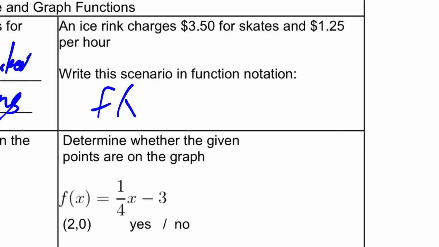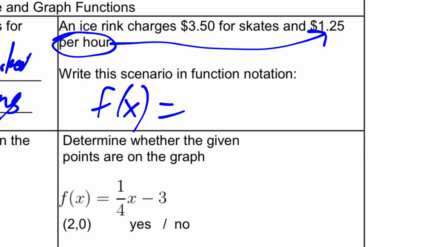We can write this one as f of x is equal to, and notice that the per hour goes with the $1.25. So as the number of hours changes, 1.25 changes. That tells you it should be with the x. And the $3.50 is a one-time charge, that should be all by itself.